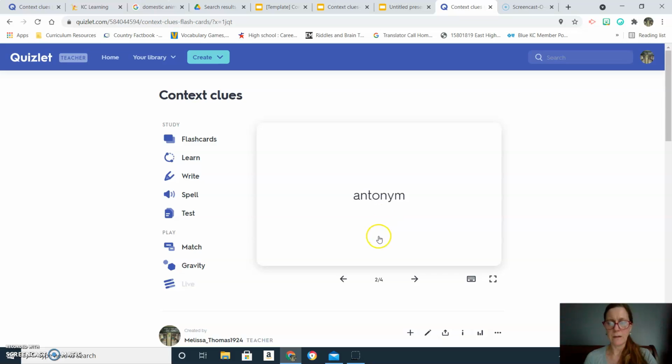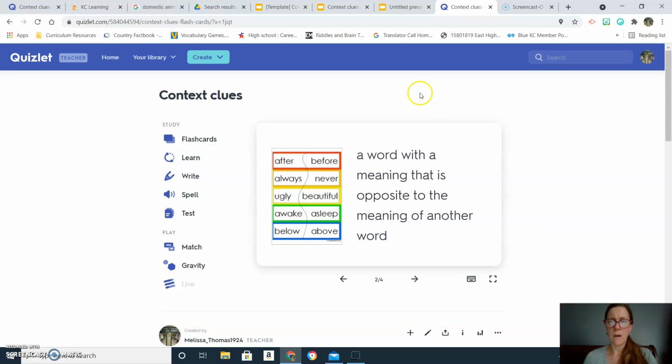Antonym. Click here. A word with a meaning that is the opposite to the meaning of another word. After and before, opposite. Always, never, opposite. Ugly, beautiful, opposite. These are all antonyms. And you go to the next word.